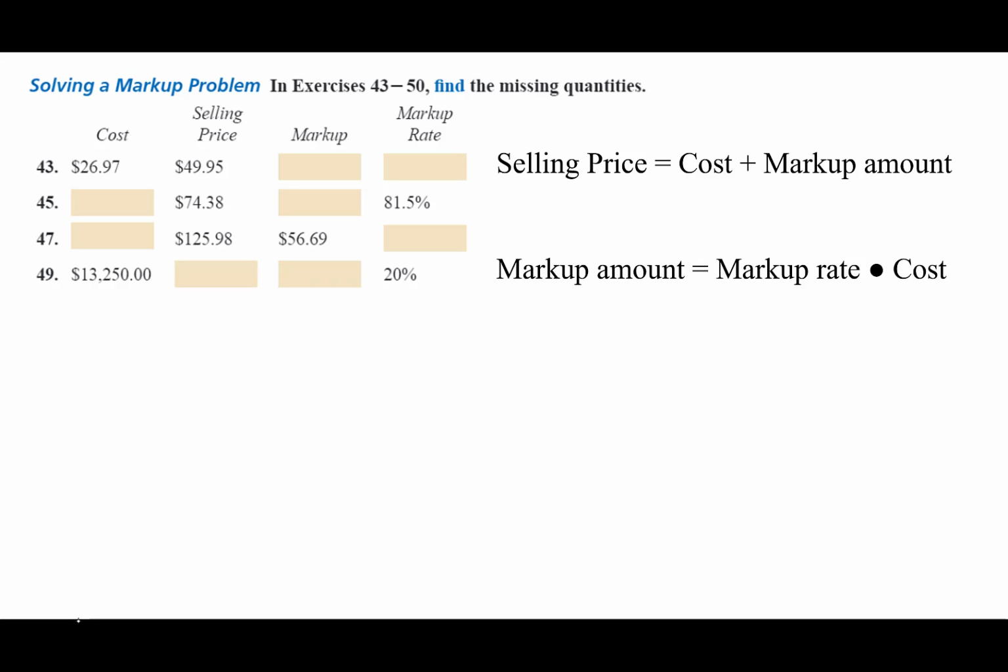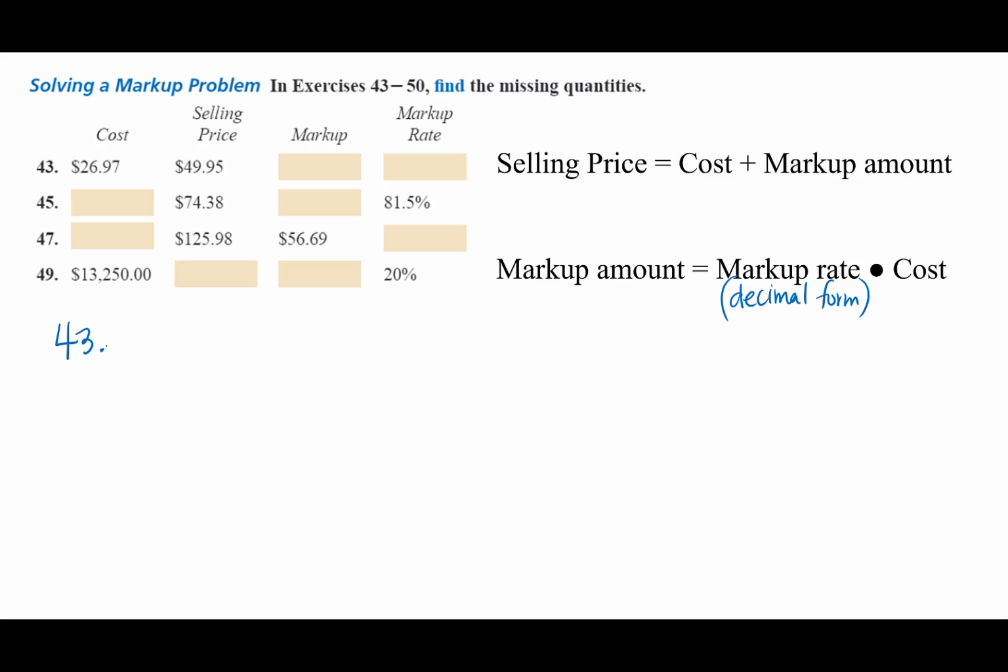Before we get started, if you've not read your textbook yet on this section, I strongly encourage you to do that. The two formulas that the textbook provides are over here on the right side of the screen. We have the selling price equals the cost plus the markup amount, and then the markup amount equals the markup rate, and that will be in decimal form, times the cost.